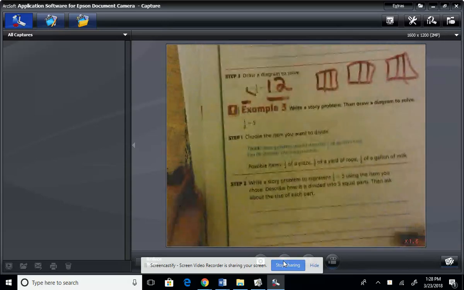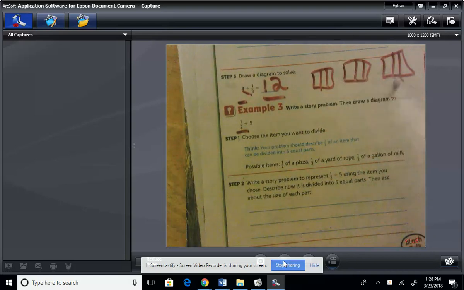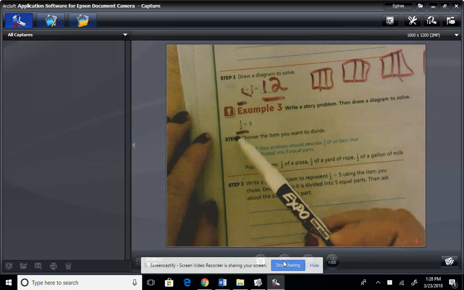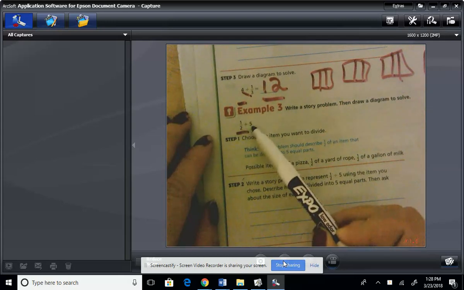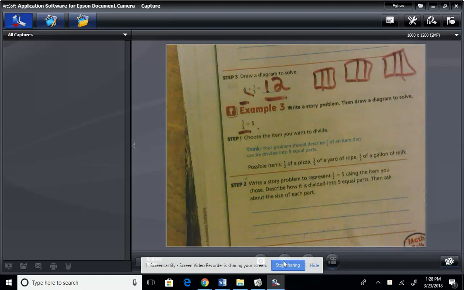Here I have half of one, and I hope you wrote a story problem. I have half of something, and I have to divide it by a whole number. So I had half a pizza left over, and I had 5 friends over. How much did each friend get?